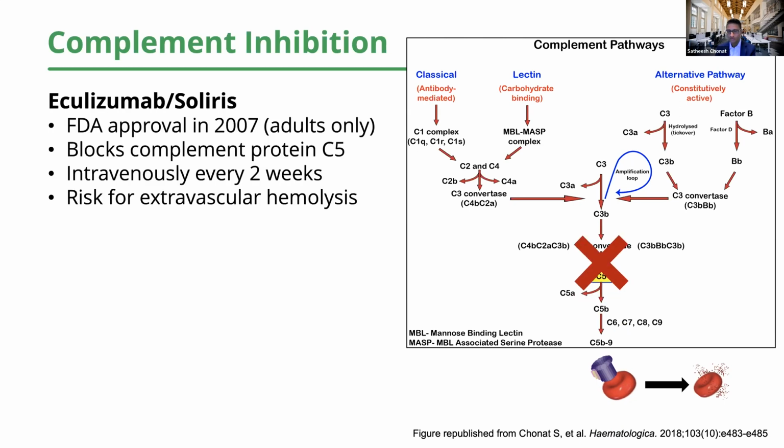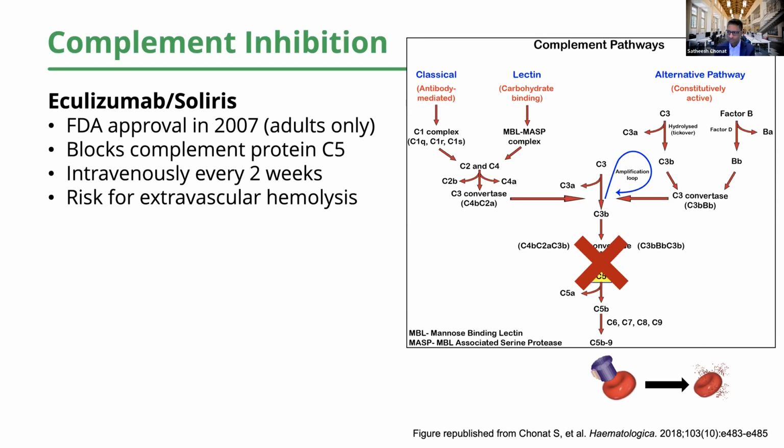Now we all know it as Soliris. It's a medicine that actually blocks C5. Now C5 is a protein as shown here. So when you block C5, you're not going to help form this at all. So the C5b9 is never formed, so red cells are not continually attacked by this complement, and hence the red cells are spared from breakdown.